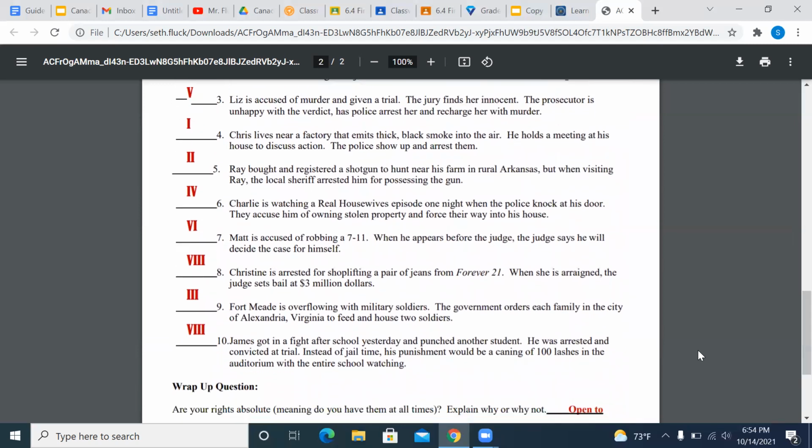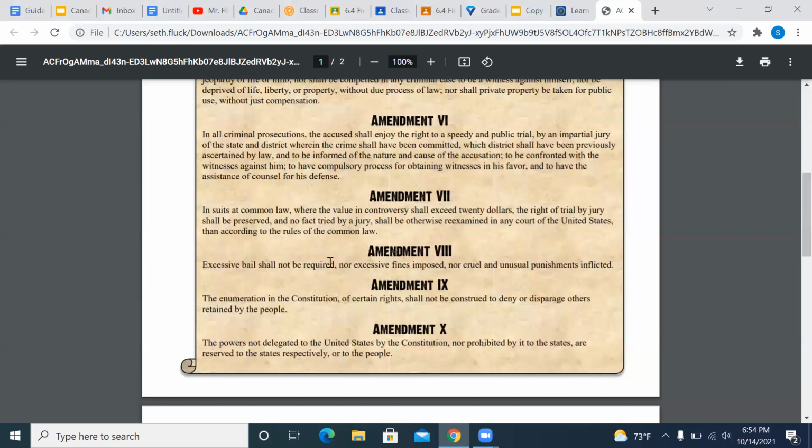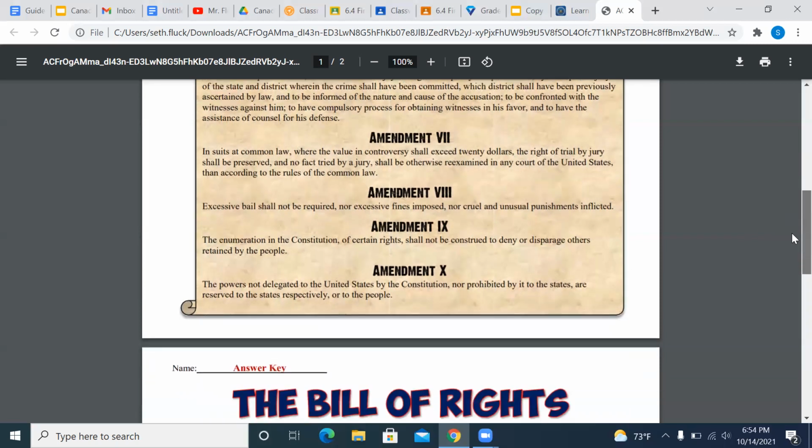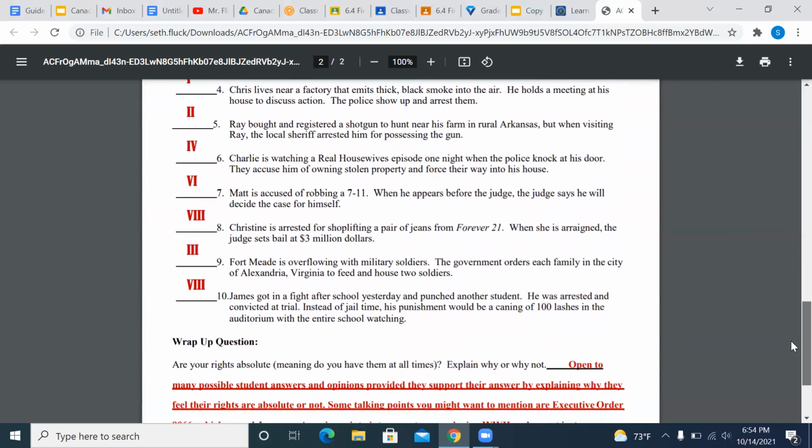Number 8, Christine is arrested for shoplifting a pair of jeans from Forever 21. When she is arraigned, the judge sets bail at $3 million. That's pretty absurd for a pair of jeans, and so it's in violation of the 8th Amendment, which says pretty plainly, excessive bail shall not be required. That's pretty excessive in my book, $3 million just for a pair of jeans. So violation of the 8th Amendment.